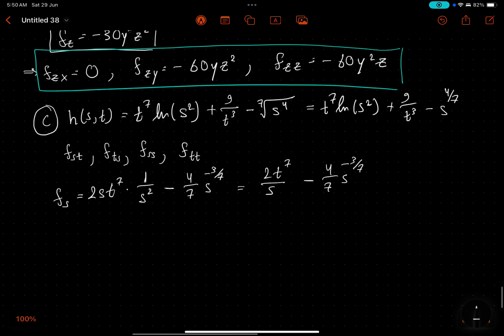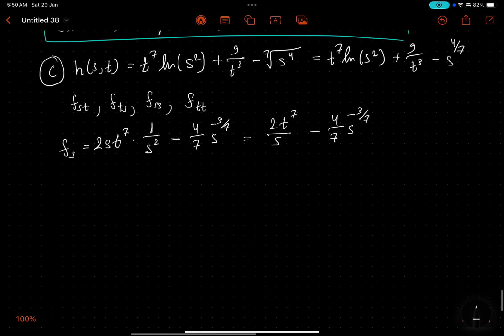And that is fs. Now if we want to find the partial derivative with respect to t, it's gonna be 7t to the 6 ln of s squared plus, let's rewrite this as 9t to the negative 3, so minus 27 t to the negative 4. This is the partial derivative with respect to t.